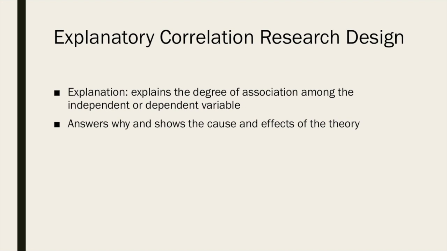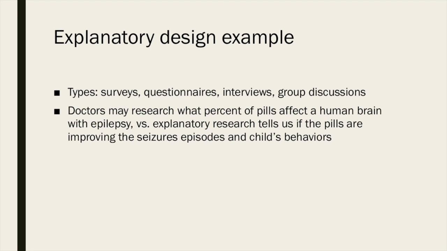Explanatory correlation design is the explanation of the degree of association among the independent or dependent variable, and it answers why and shows the cause and effects of the theories. An example of this would be that doctors research what % of pills affect the human brain with epilepsy versus explanatory research, which would tell us how the pills are improving the seizure episodes. This can be done through surveys, questionnaires, interviews, and group discussions.